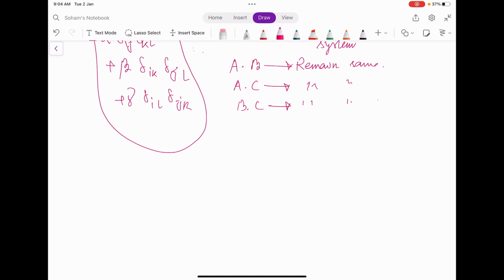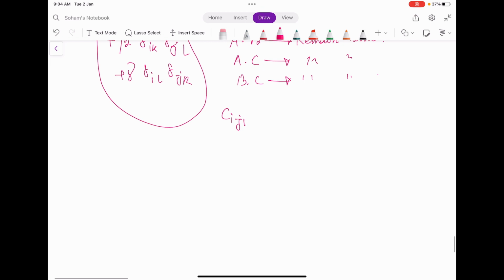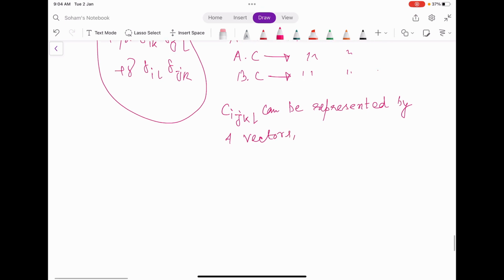Now Cijkl is a fourth order tensor. A fourth order tensor has four free indices, and a vector has one free index. So let me write it in words. This can be represented mathematically, not saying anything with a physical meaning, by four vectors, that is Ai, Bj, Ck, Dl. So A is contributing the free index i, B is contributing the free index j, C is contributing the free index k, and D is contributing the free index l.